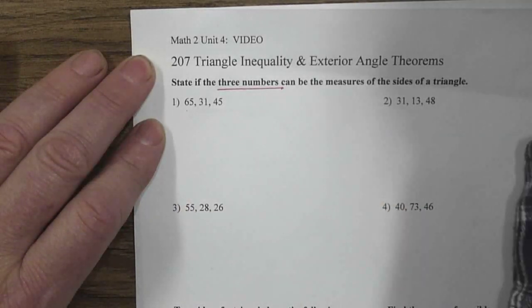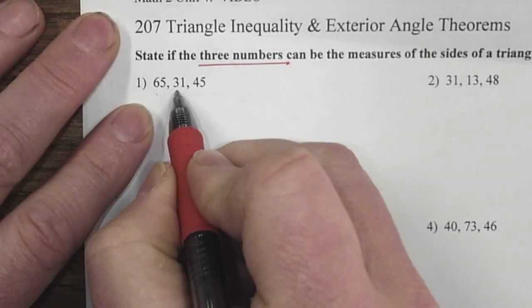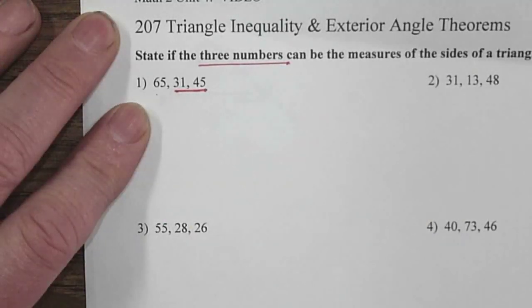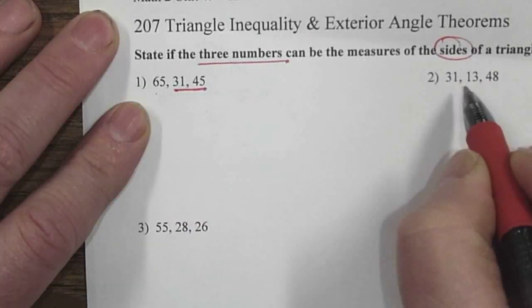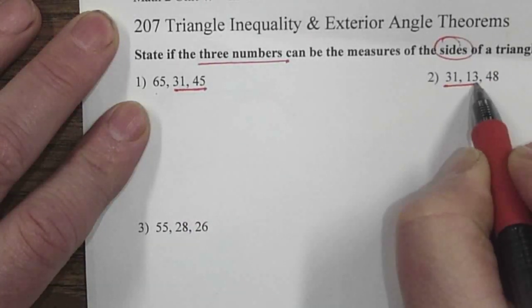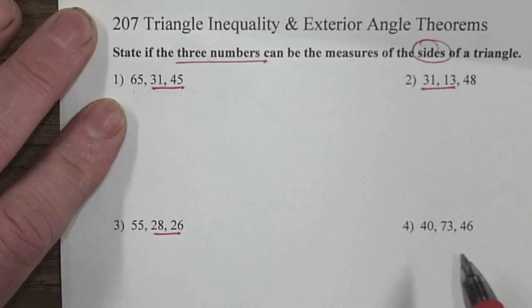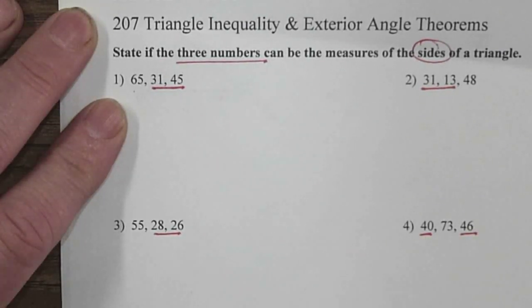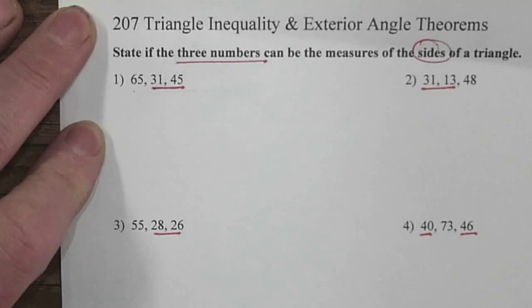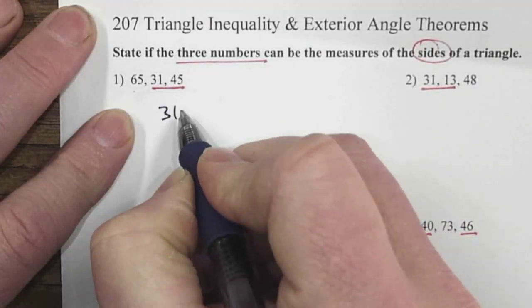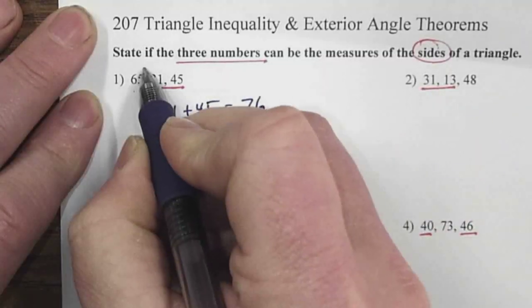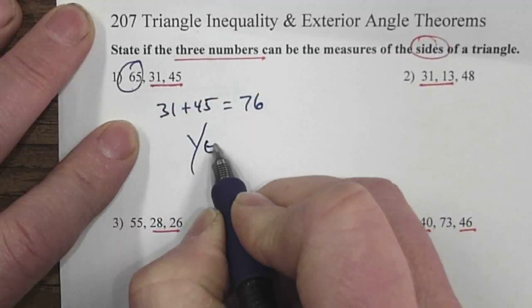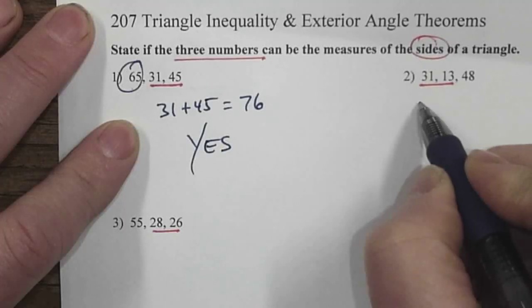What I want to do is identify the two smallest sides, they're sides, not angles, there's no degrees. I want to pick the two smallest ones, not just the first and second, but the two smallest. I want to add those together. 31 plus 45, 76. Is that bigger than this? Yes, so it's a triangle.